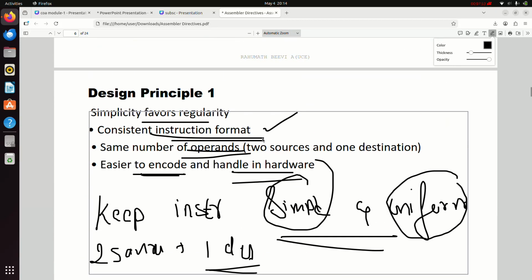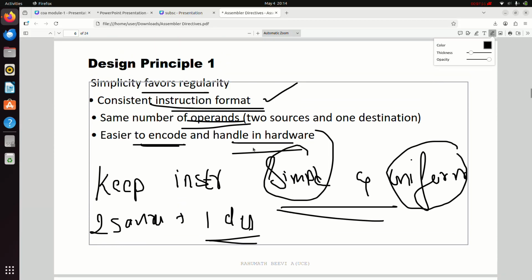So design principle number 1 of assembly language is that first you have to keep it simple and consistent. The instruction format should always be consistent. Instruction format consistency means what? The instructions look similar. They should be easy to understand, easy for hardware, and they should use the same number of operands, and it should be easier for encoding as well as for handling in hardware. This is what the first design principle means. Keep the instructions simple and uniform.